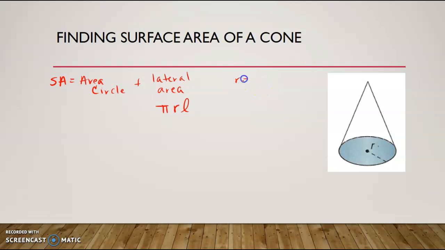So letters to know. R is going to be radius. And the cursive L is slant height. And why is it not the cursive h? Because normally, especially in physics and stuff, they do use the cursive lowercase h for regular height. So we also know that the area of the circle is pi r squared. And so our surface area formula is going to equal pi r squared plus pi r slant height. And that's our formula.